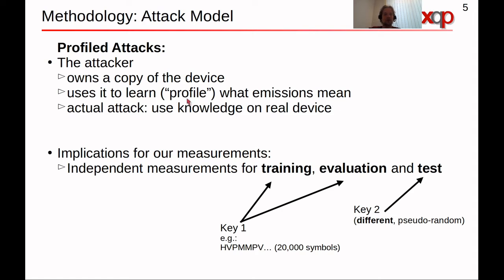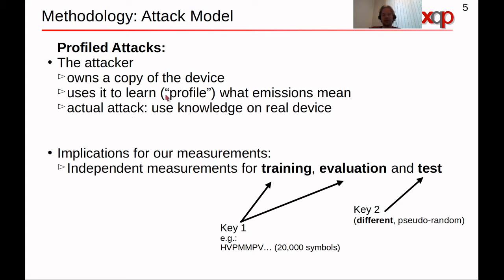This is called profiling. Finally, in the last step, the actual attack is mounted, and this attack is mounted on a device that the attacker does not control but wants to extract secrets from. And this also means that the attacker only has one chance, what we will call a single trace attack. That is, the secret is only processed by the device a single time.